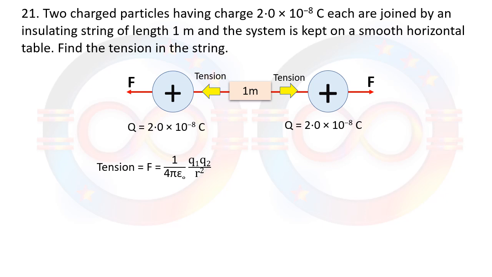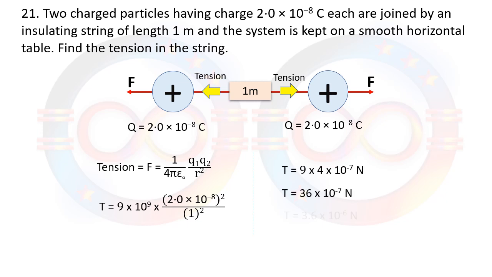Coulomb's law formula is F equals 1 by 4 pi epsilon naught Q1 Q2 upon R squared. Put the value of 1 by 4 pi epsilon naught as 9 into 10 raised to 9. Q1 is 2 into 10 raised to minus 8, similarly Q2, so it's whole squared upon 1 meter squared. After calculating, we get the tension, or the repulsive force between these two, as 3.6 into 10 raised to minus 6 Newton.